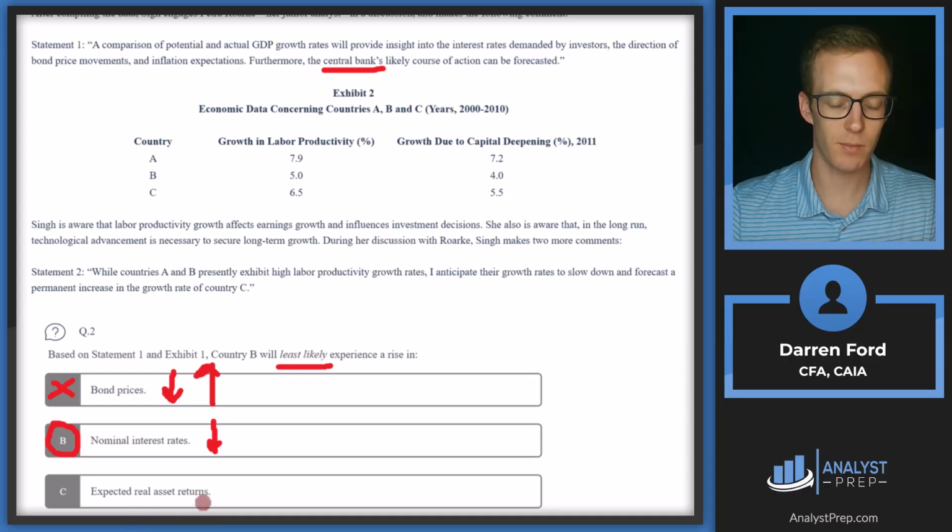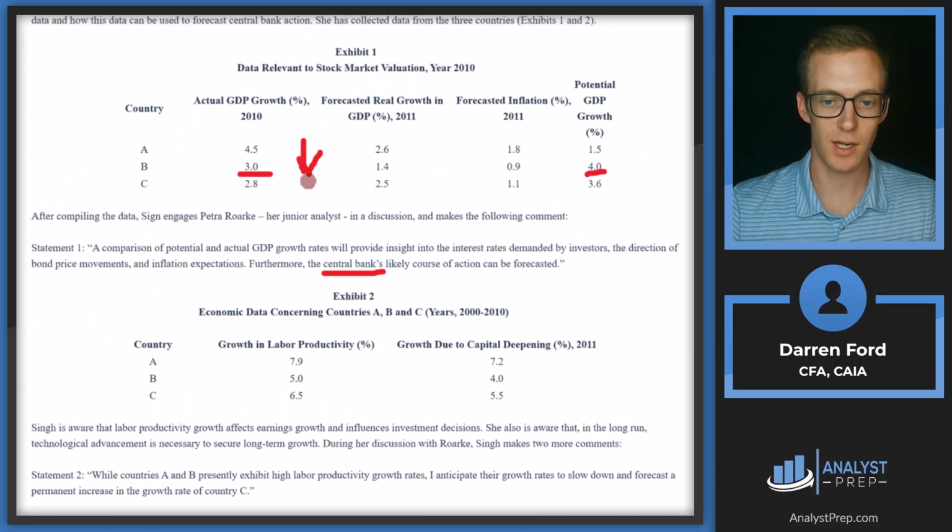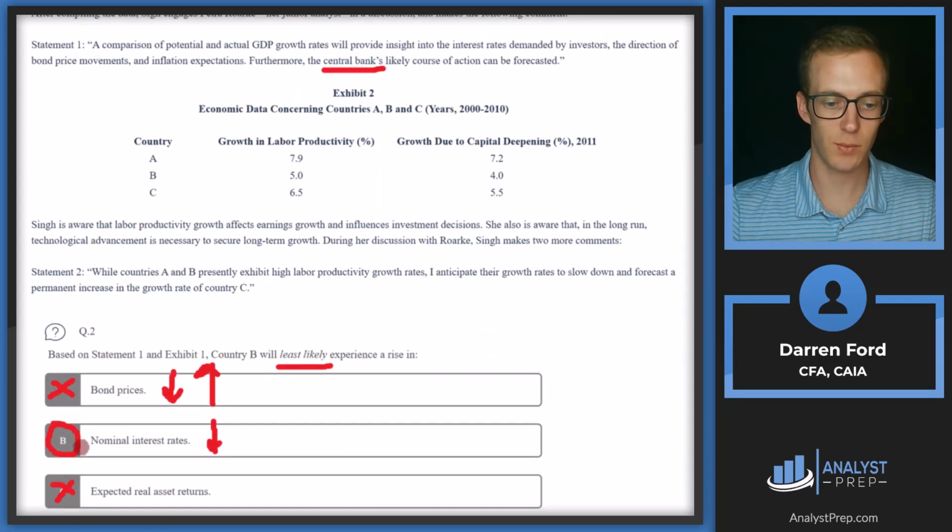And then C, expected real asset returns. We can expect real asset returns to rise because our GDP growth should pick up to get towards that potential as we stimulate. So I think we can confidently stick with answer B here.